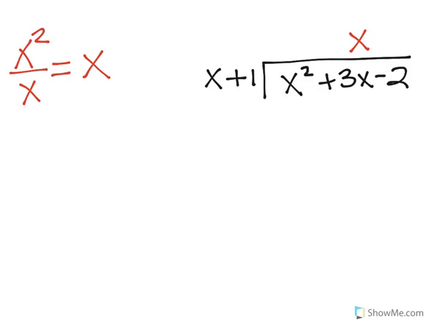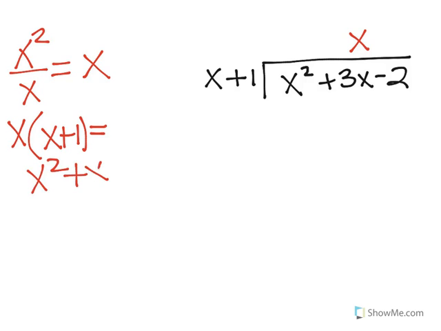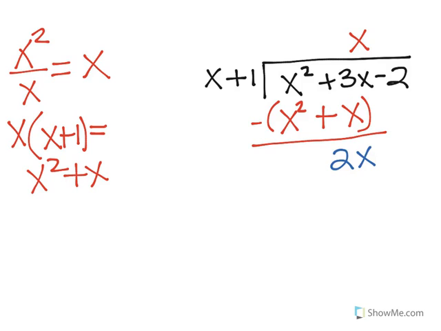That next step is to take that part of the quotient, x, and multiply it through x plus 1, our divisor. And when we do that, we get x squared plus x, and that's going to go under our given dividend. And what we're going to do is subtract this quantity from our dividend. And when we do that, our quadratic terms cancel out, which is what we want. And then we have 3x minus x, and we get 2x.